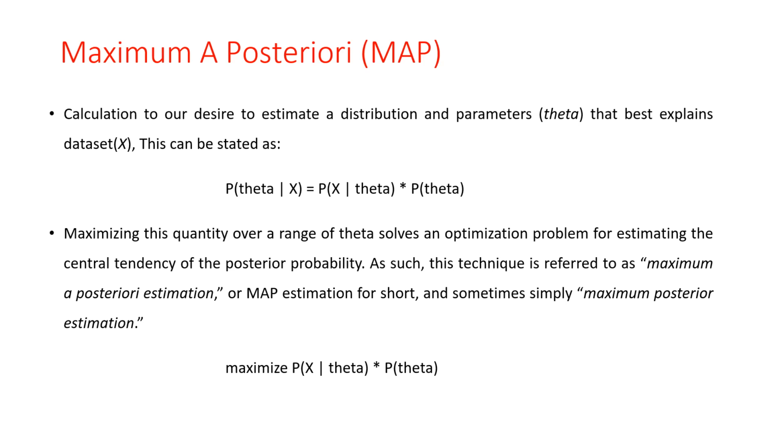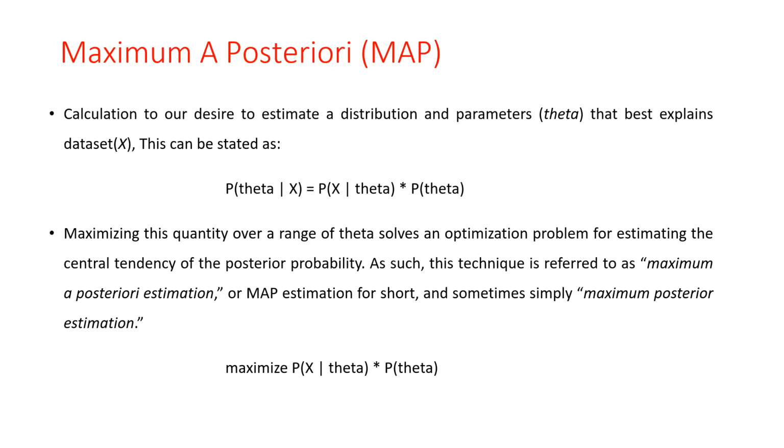Maximizing this quantity over a range of theta solves an optimization problem for estimating the central tendency of the posterior probability. The posterior probability means the model of the distribution. As such, this technique is referred to as maximum a posteriori estimation, or MAP estimation for short, and sometimes simply called maximum posterior estimation.